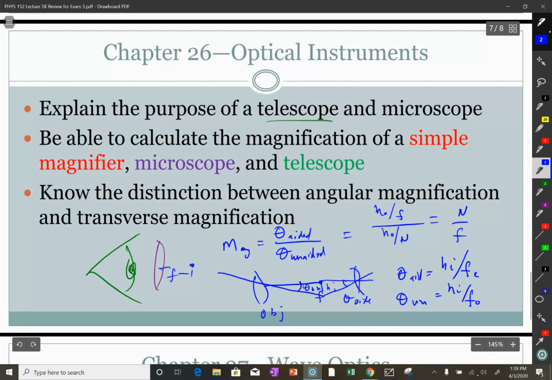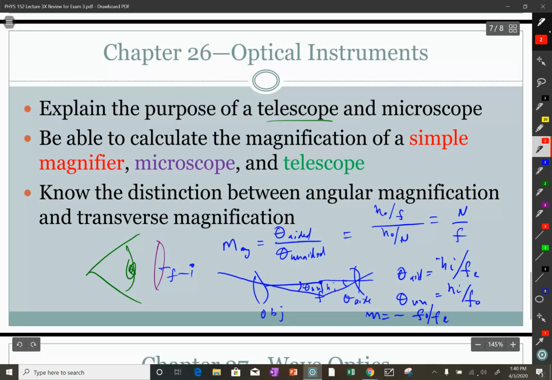One thing to keep in mind is one angle is measured down on the right side, one's measured down on the left side. So one of these has to be negative, so I'm just going to put it there. And so then the magnification is minus focal length of the objective over focal length of the eyepiece after you cancel the height of images. So make sure you understand how these work.